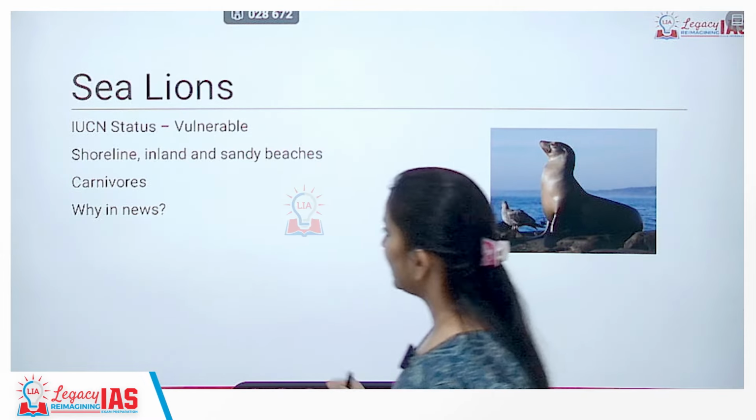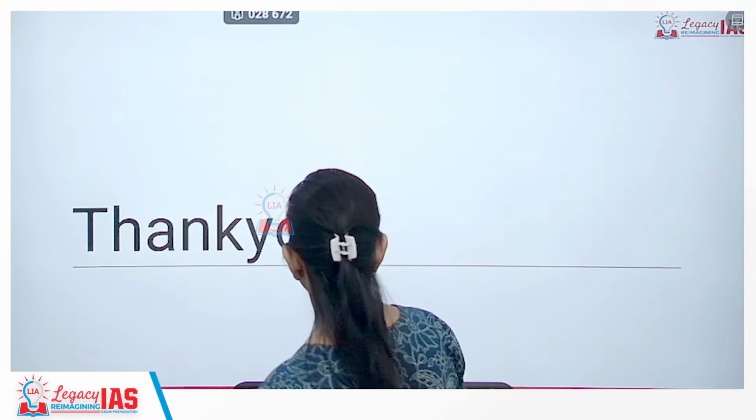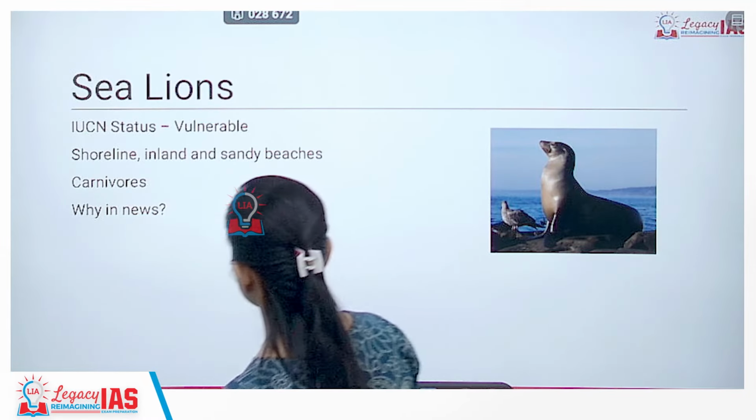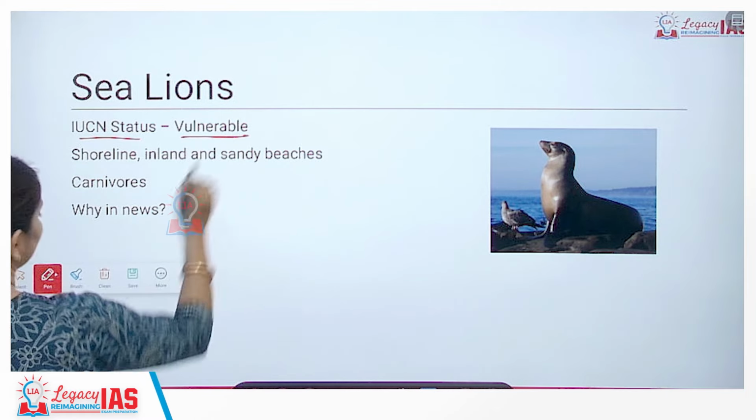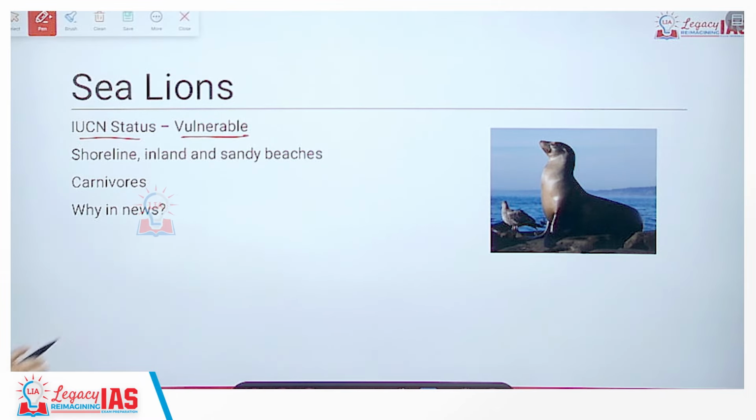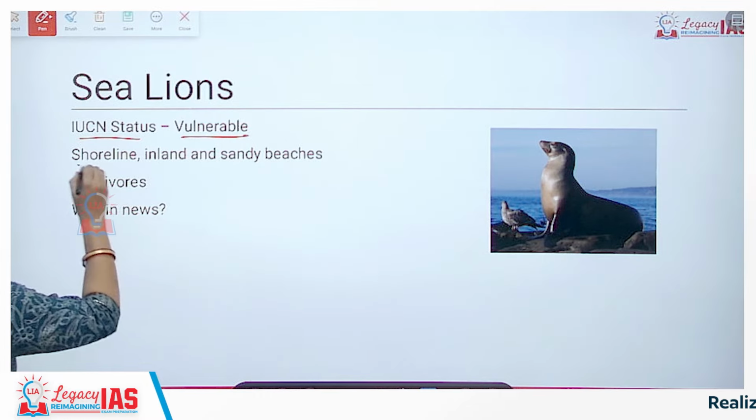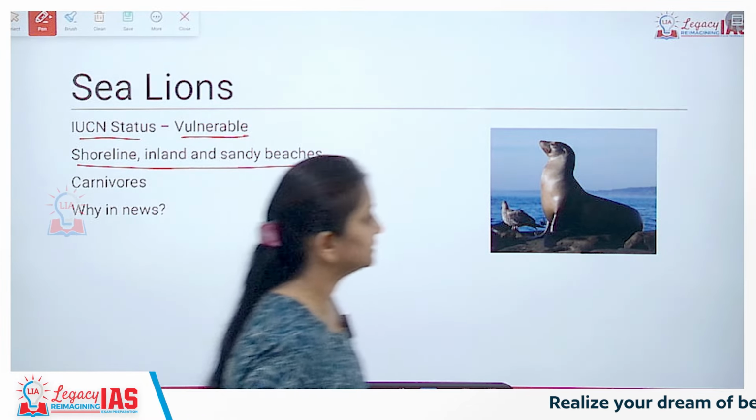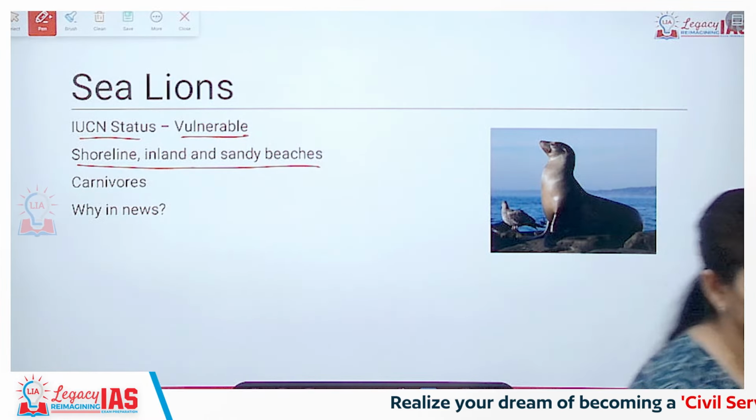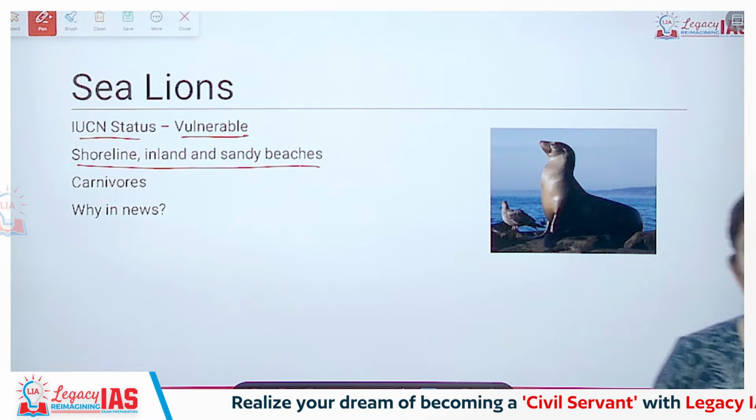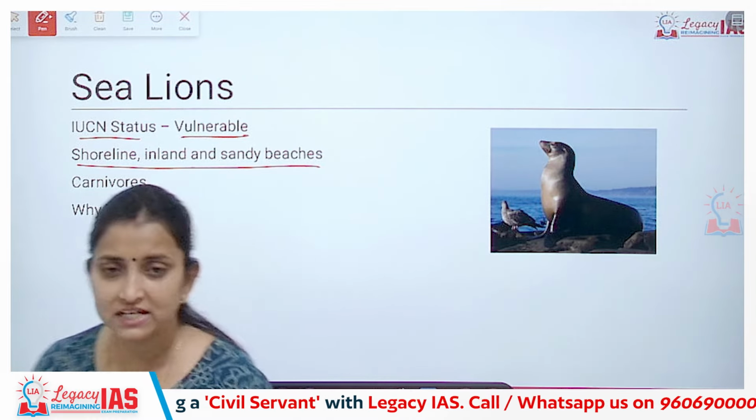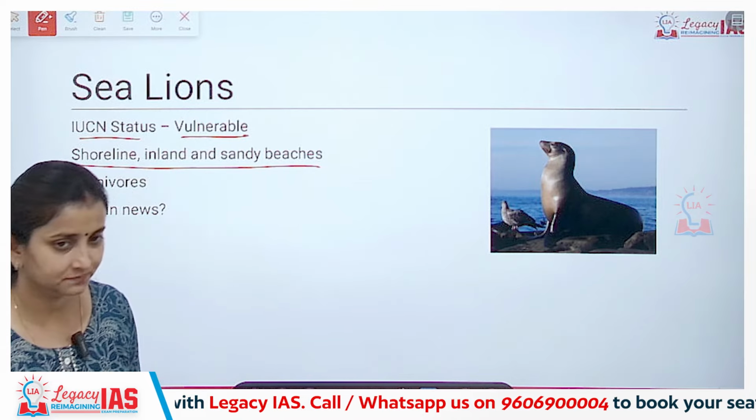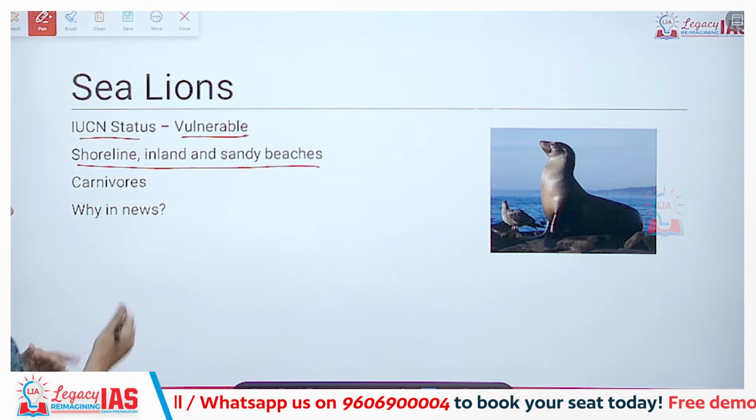And sea lions are the last species, for which the IUCN status accorded is vulnerable. The IUCN status of sea lions is vulnerable. They are found on shorelines, inland and sandy beaches, and this is how a sea lion looks. Sea lions are mostly found in colder waters, and to some extent they are also found in the Caribbean region, on the beaches of Mexico.